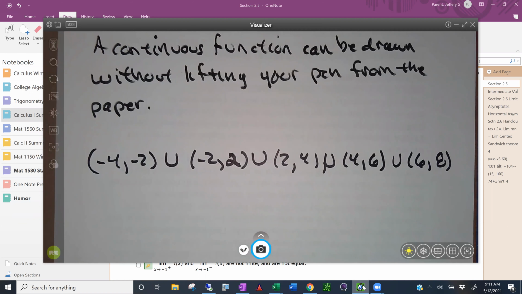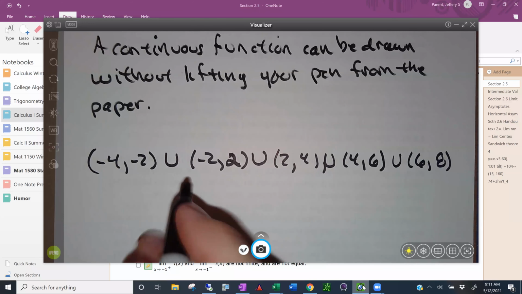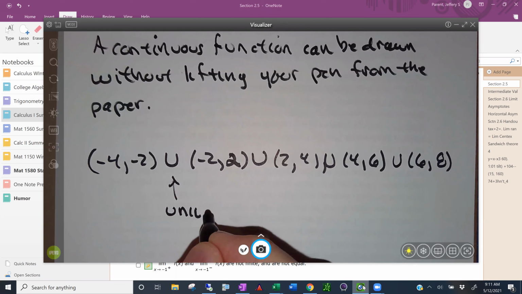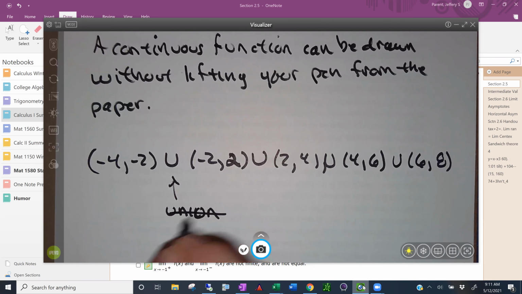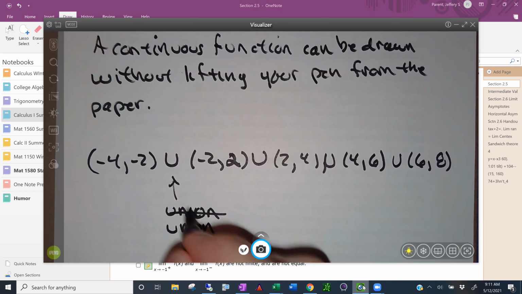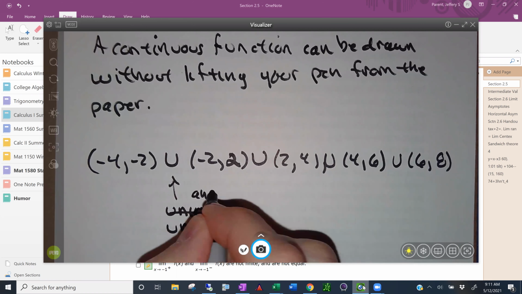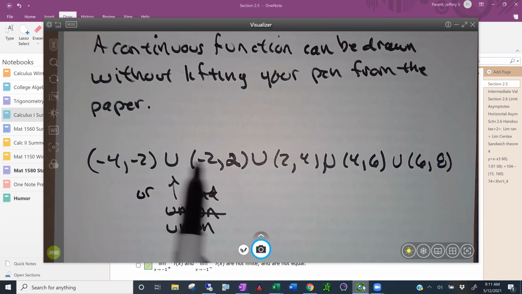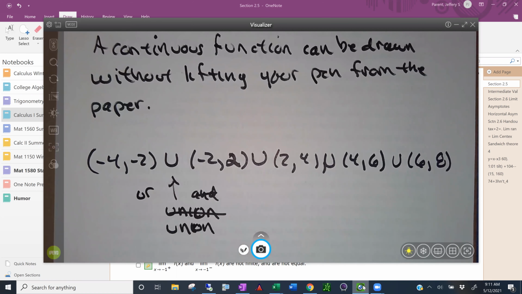Wait, what does U represent? U means union. It's kind of like an and. Well, I should maybe say an or, more mathematically. So it's this or this or this. It's continuous on the composite of all of these sections.